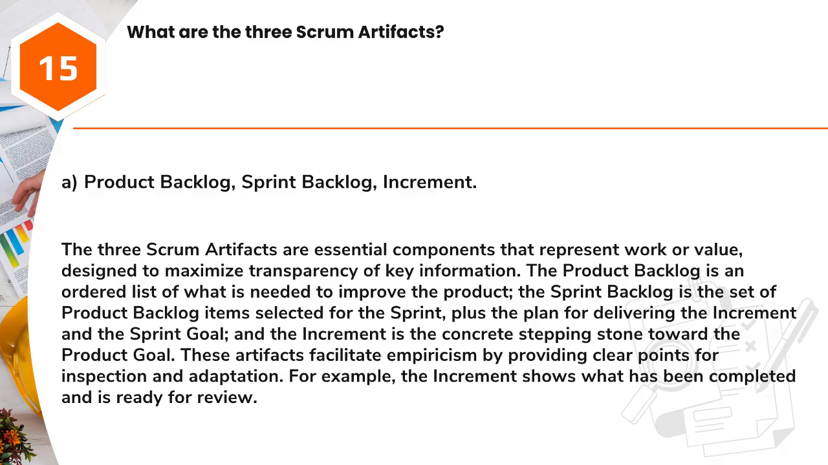The sprint backlog is the set of product backlog items selected for the sprint, plus the plan for delivering the increment and the sprint goal, and the increment is the concrete stepping stone toward the product goal. These artifacts facilitate empiricism by providing clear points for inspection and adaptation. For example, the increment shows what has been completed and is ready for review.